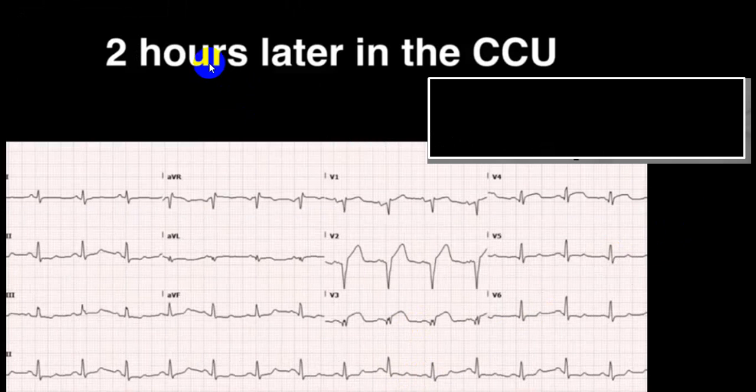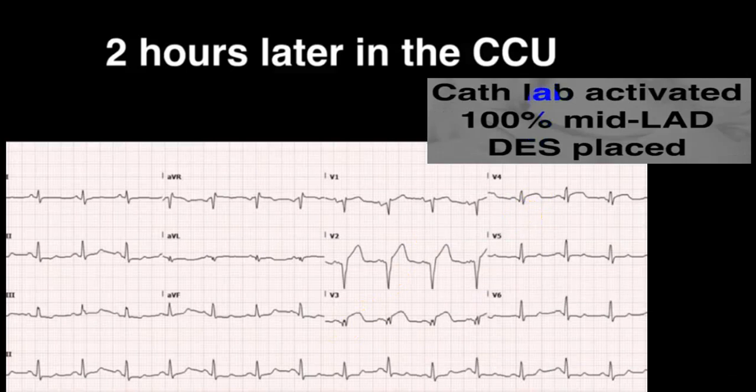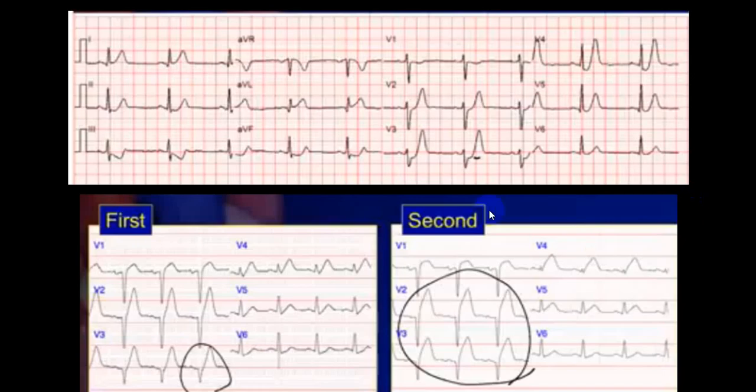Same person after 2 hours in the ICU, you can see now there is an ST elevation. The person has developed an acute infarct. There is an ST elevation in V1, V2, V3, even in V4. So this is an anteroseptal infarct, classical De Winter sign. The person was taken to the cath lab. There was 100% mid LAD occlusion, and the person was subjected to a drug eluting stent, and the person was revived.